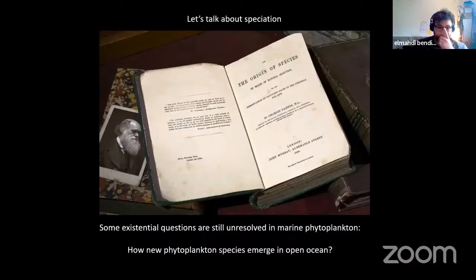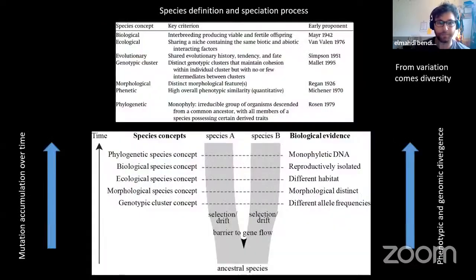But that question has never been really solved or completely assessed on most marine phytoplankton species. And one of that existential question is how new phytoplankton species emerge in open ocean. And that question is still something that can be applied to any type of organism in the living realm.